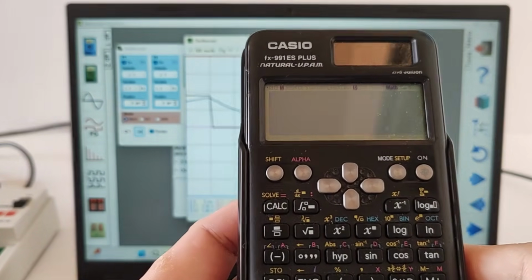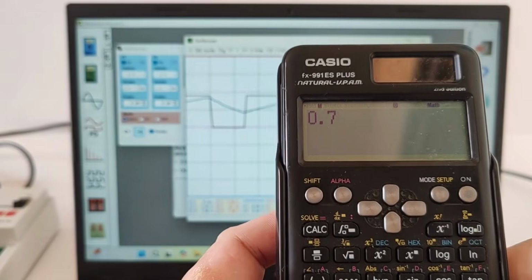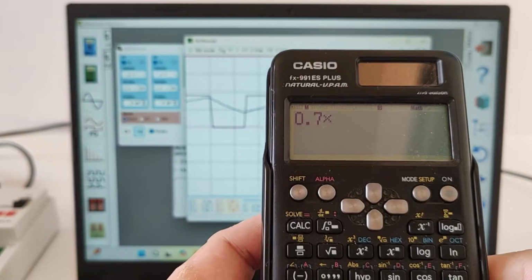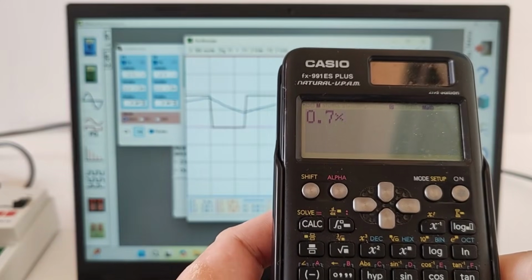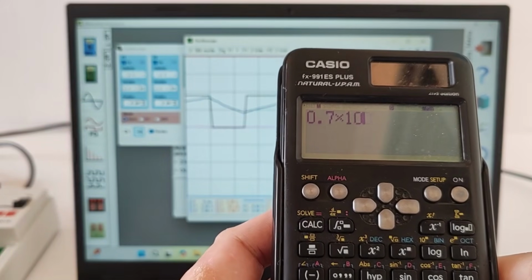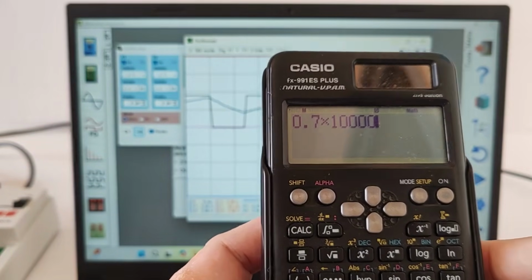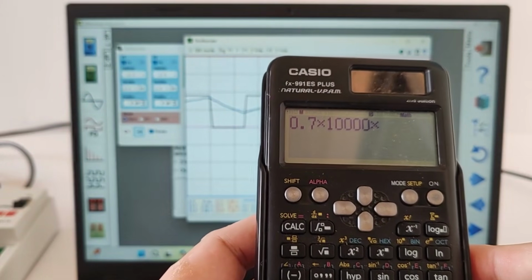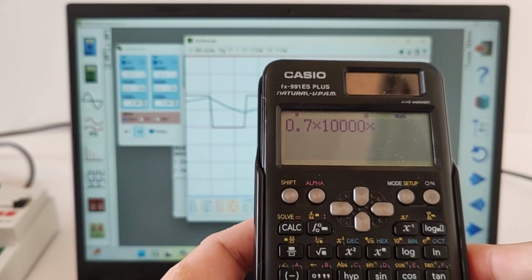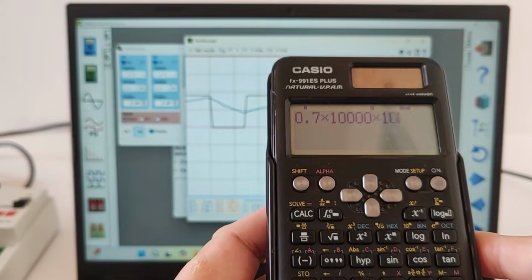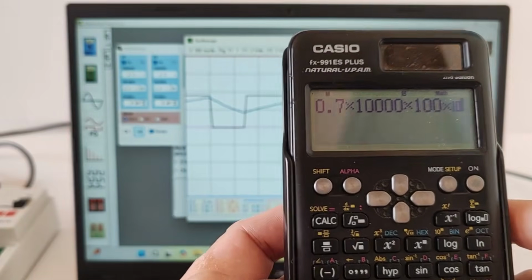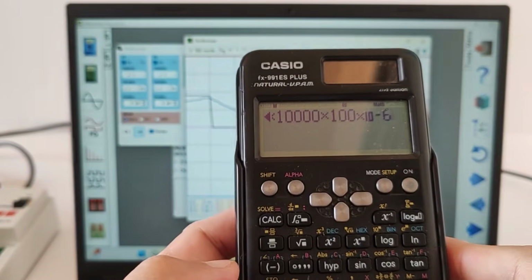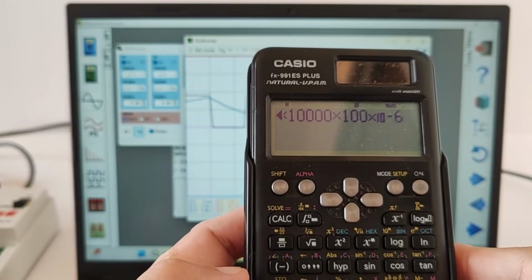Let me just switch on my calculator first. The formula is 0.7 multiplied by the value of the resistor. Our resistor is 10 kilo ohms, that's 10,000 ohms, multiplied by the value of the capacitor. We have a 100 microfarad capacitor in our circuit, so that will be 100 times 10 to the minus 6.